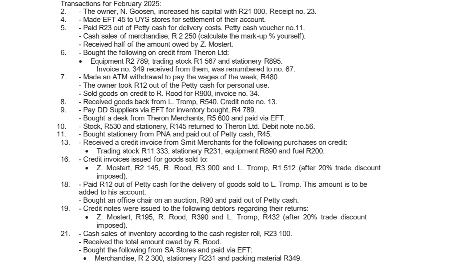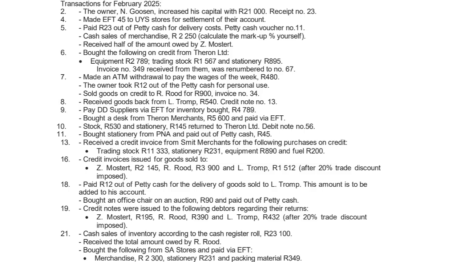On the 6th, bought the following on credit from Turon Limited: equipment 2789, trading stock 1567, and stationery 895. Invoice number 349 received from them was renumbered to number 67. On the 7th, made an ATM withdrawal to pay the wages of the week, 480. The owner took 12 Rand out of the petty cash for personal use. Sold goods on credit to R. Ruud for 900 Rand, invoice number 34.